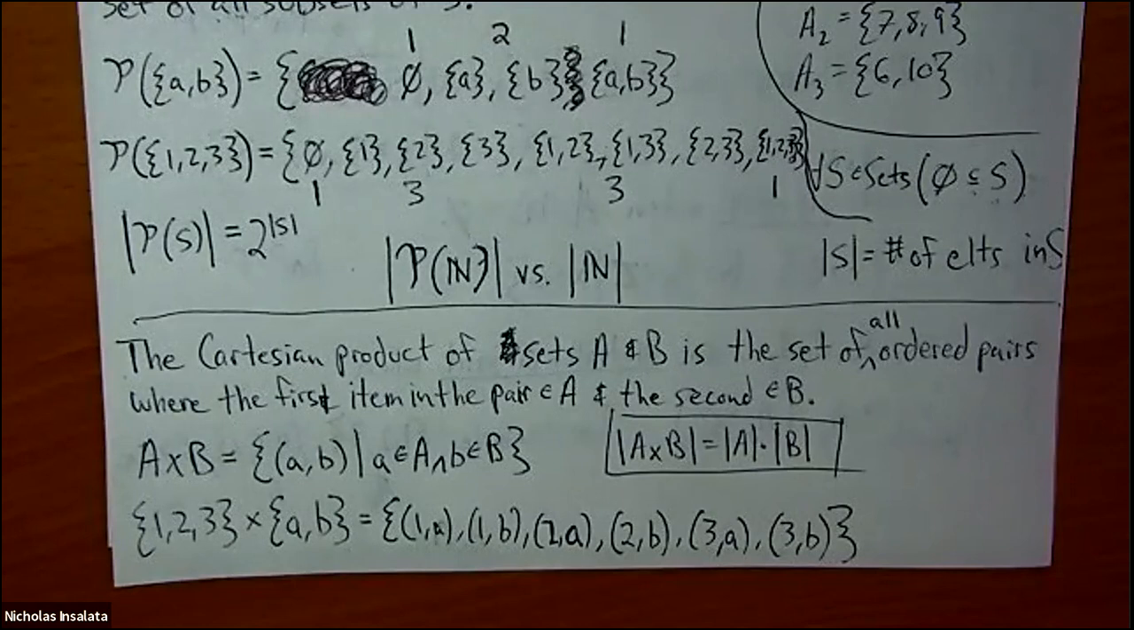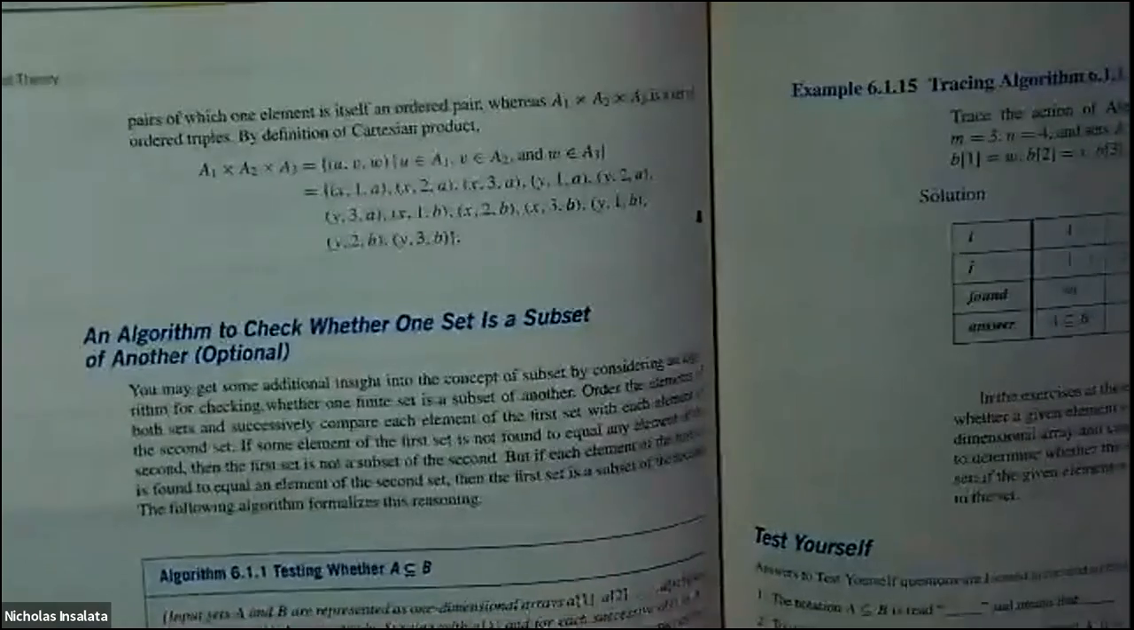Okay, so your book has an example where you can take a cross product of 3 sets. You can cross more than 2. You can cross as many as you want. So if you cross 3 sets, A cross B cross C, then you would have triples instead of pairs. So let me give you an example here. I'm not gonna write it down because it's gonna take forever.